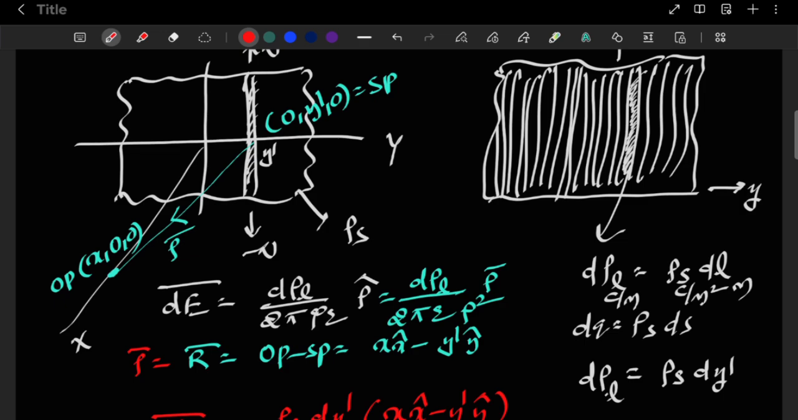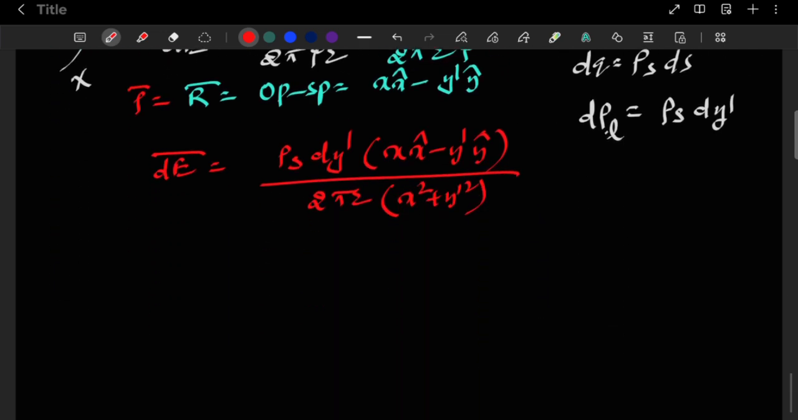So perpendicular distributed means a positive x direction here, because the observation point we have taken is on the positive x axis. So the result will be in the x direction only, so we can remove this particular y component. Now we have to do the integration.